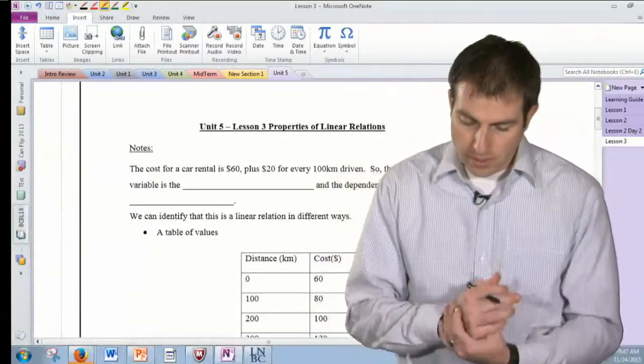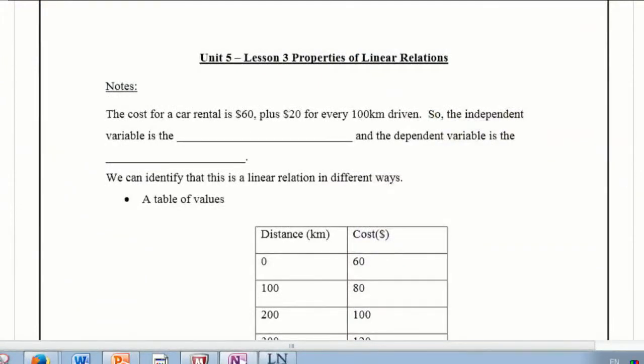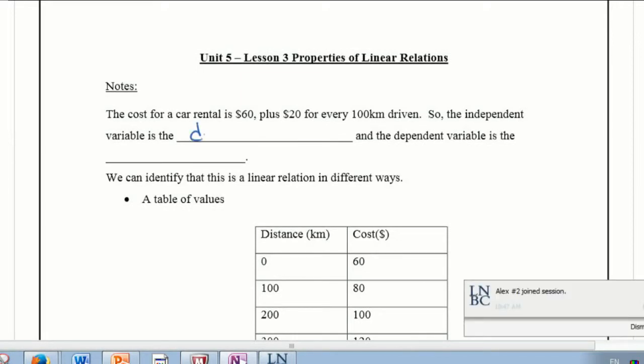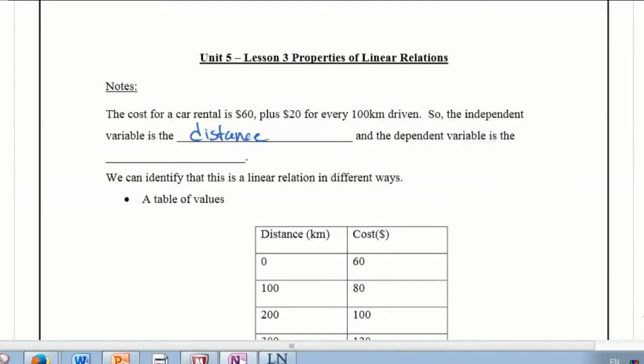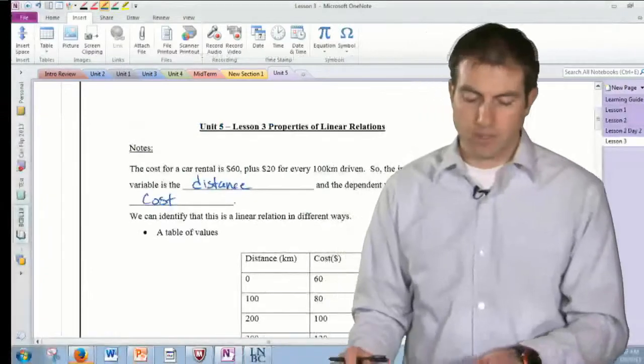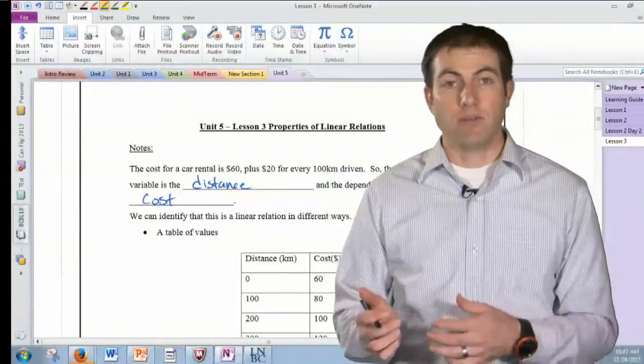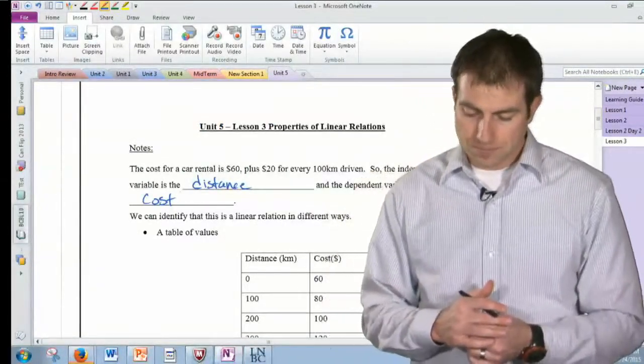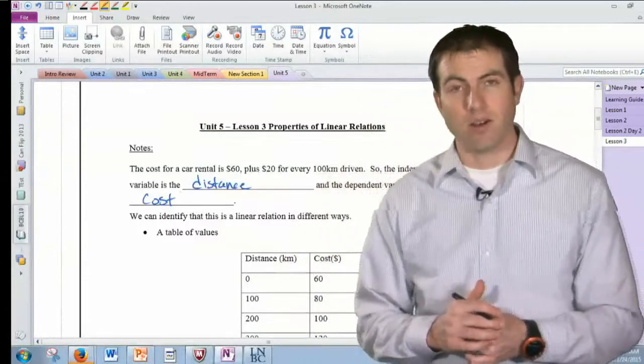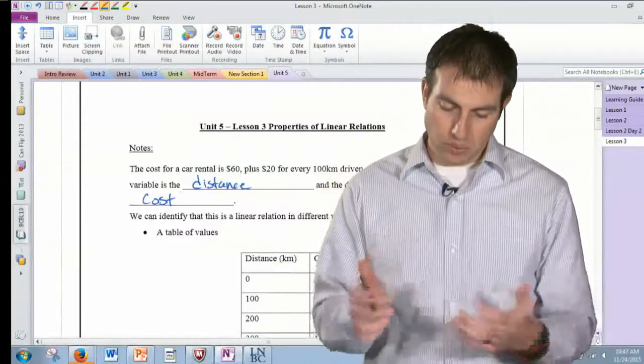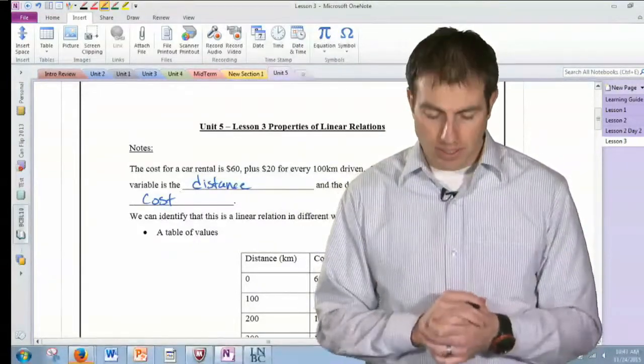Let's look at it. The cost for a car rental is $60 plus $20 for every 100 kilometers driven. So the independent variable is the distance, and the dependent variable is the cost. So the cost depends on how far you're going to drive. The more I drive, the more the cost increases. So the cost is dependent on the distance. We'll look at a few more examples of the dependent-independent idea.